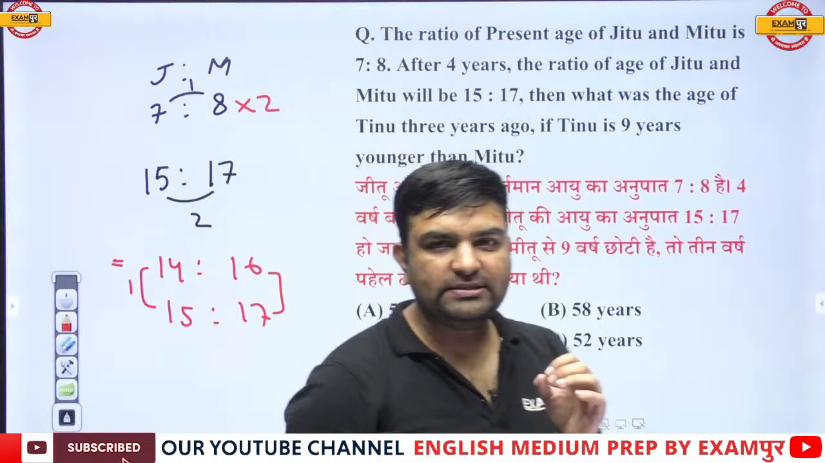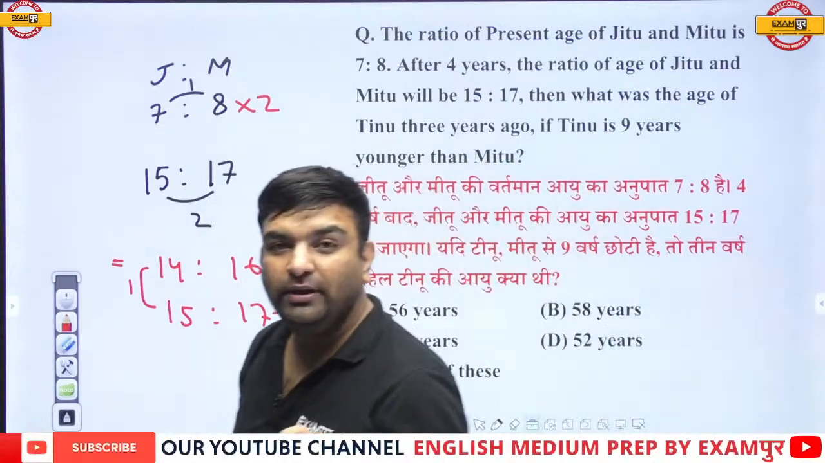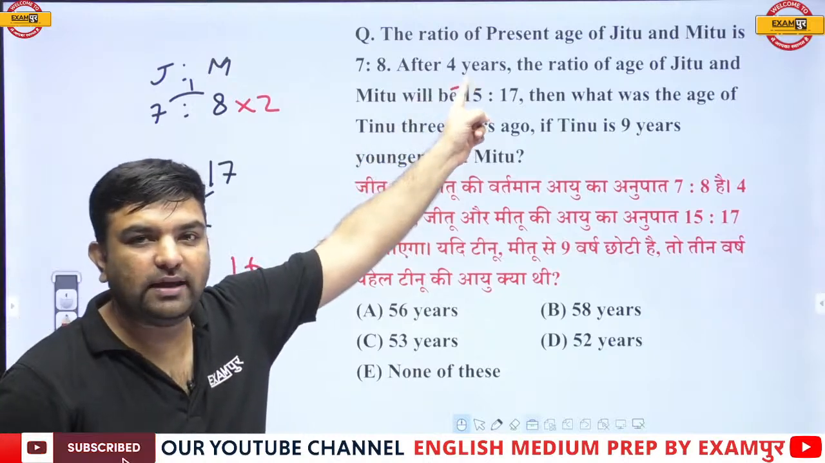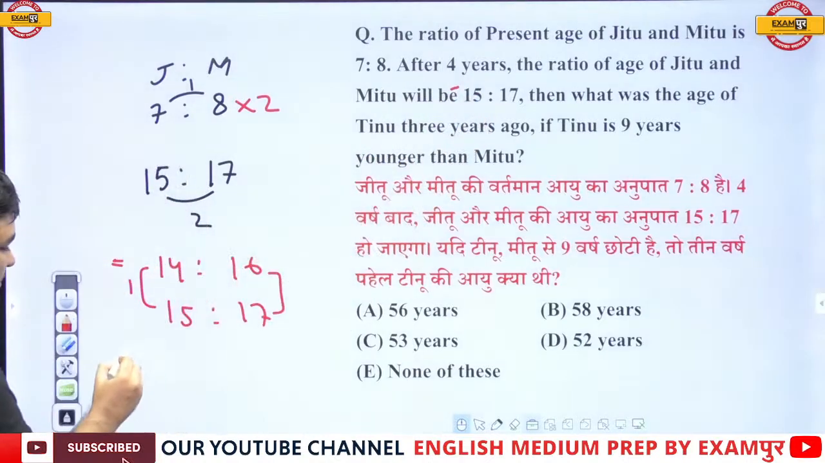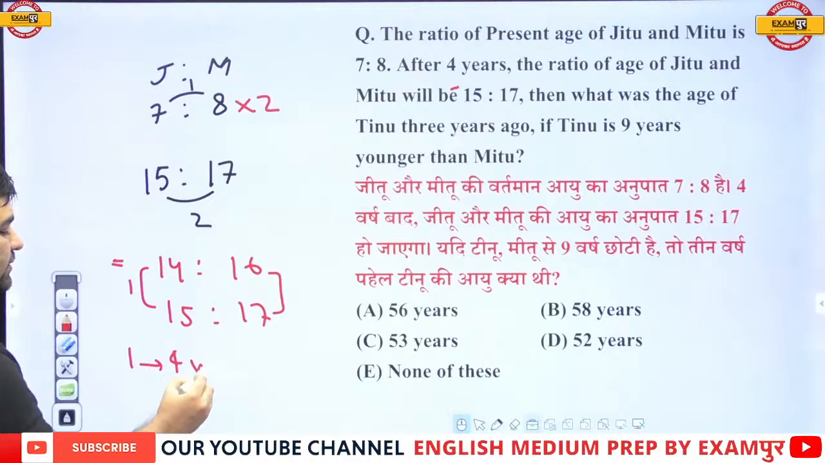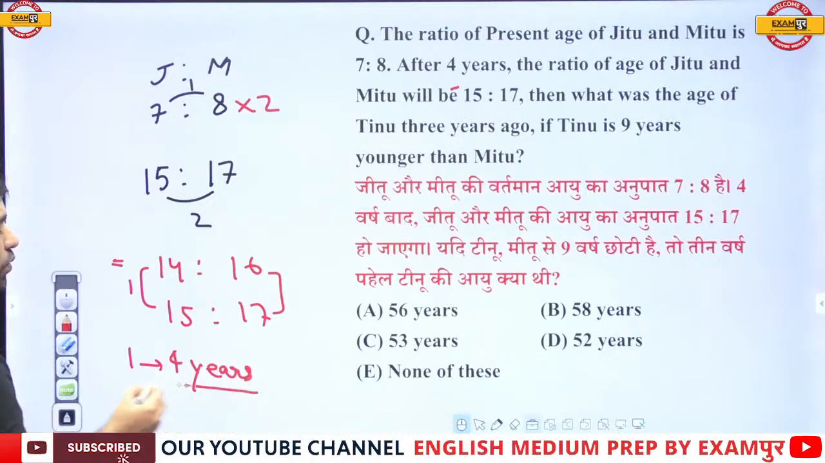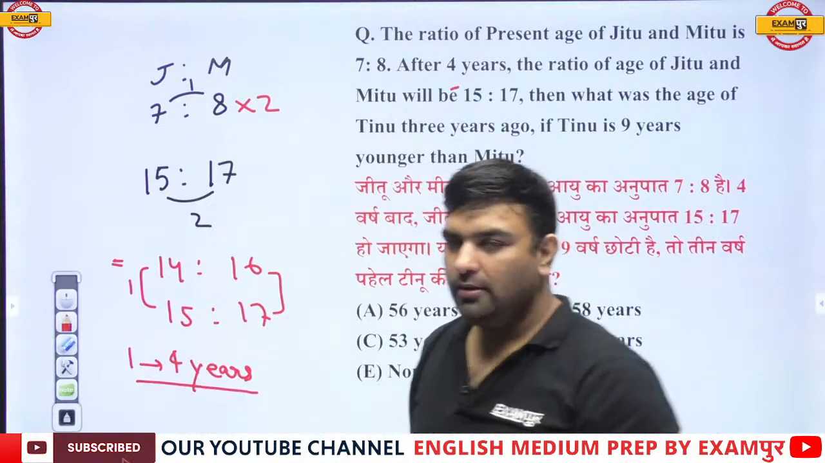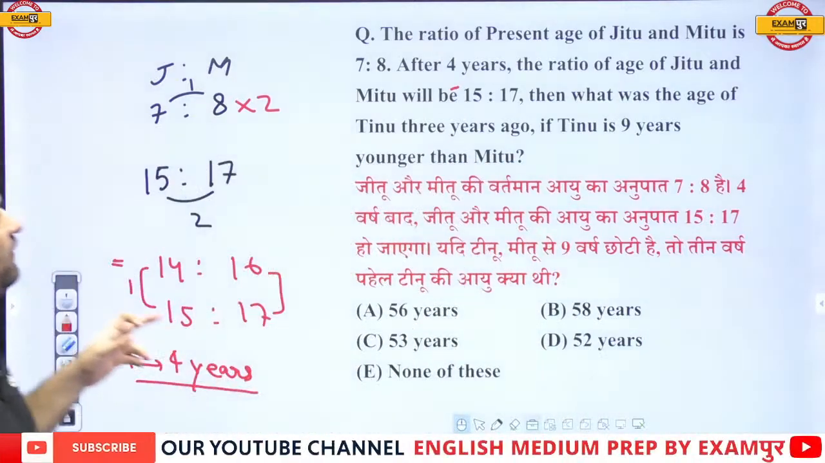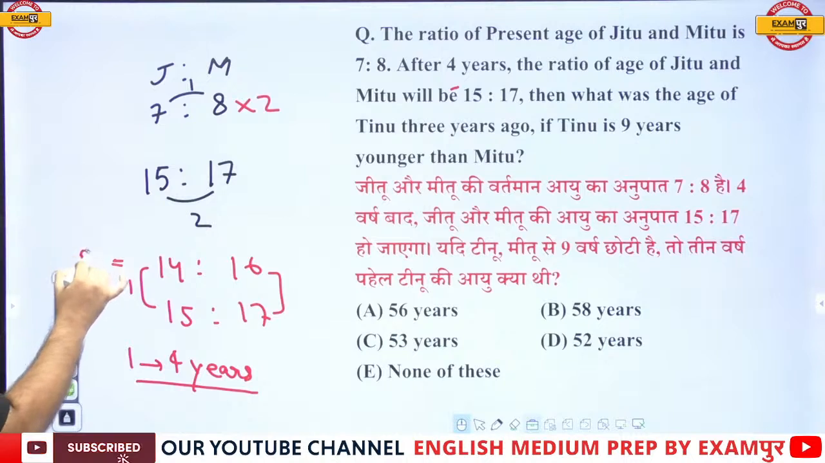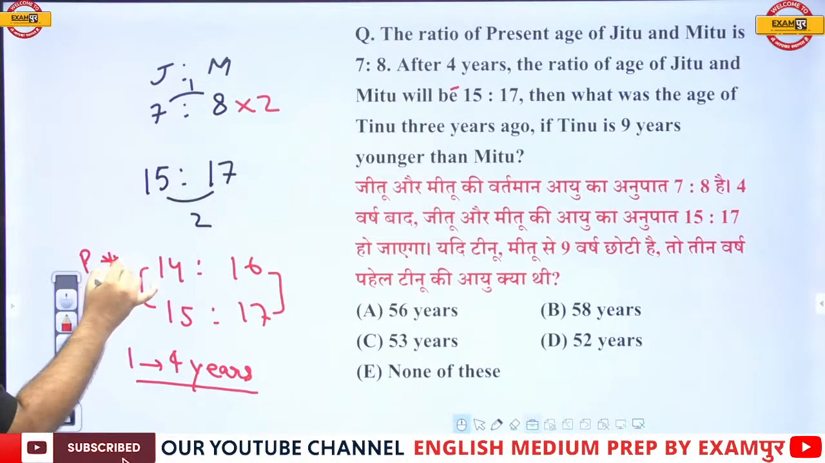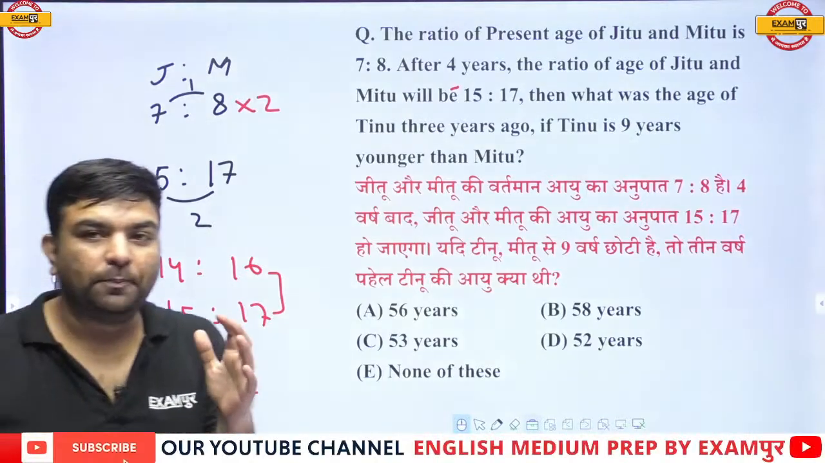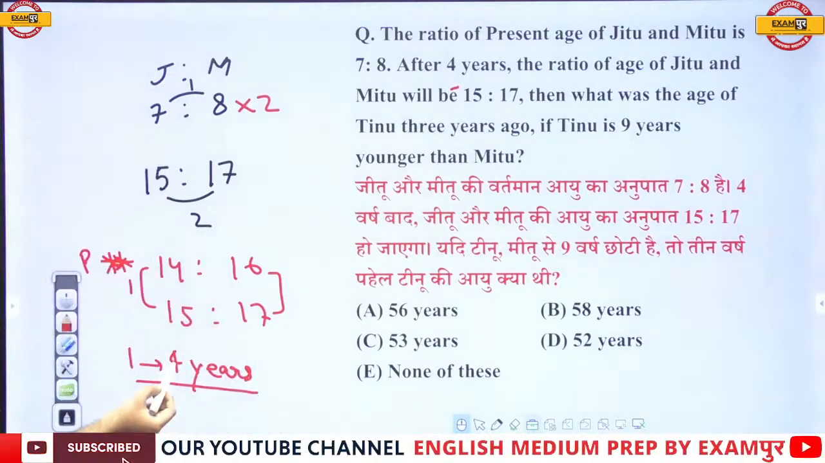According to the ratio, age is increasing by 1. Actually, it is happening in 4 years. So 1 is equal to 4 years. Now, this is our data of present. So we can find out the present ages.